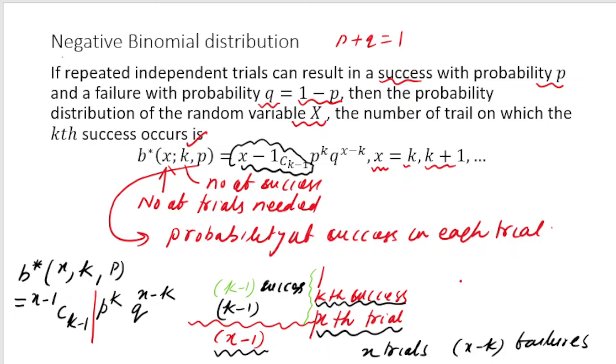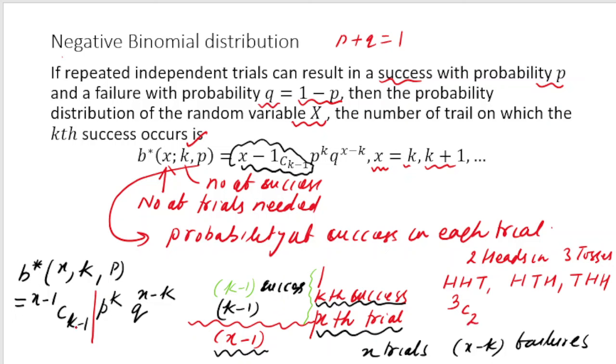Just to explain it better, suppose I say that I want to get two heads in three tosses of a coin. So two heads in three tosses may happen in how many ways? One possibility is head, head, tail. Another possibility is head, tail, head, and the third possibility is tail, head, head. So in these three ways we are getting two successes. This is the number of ways of getting two heads in three tosses, so that is 3c2 ways.